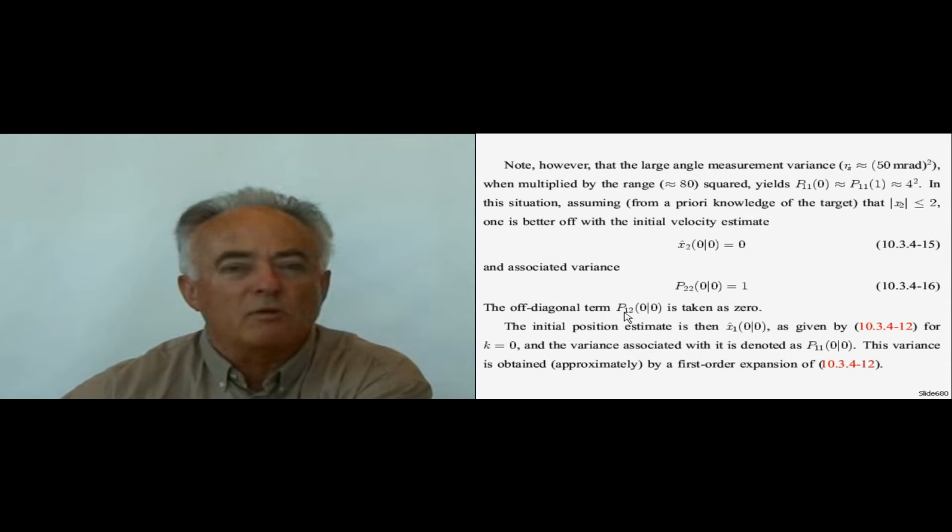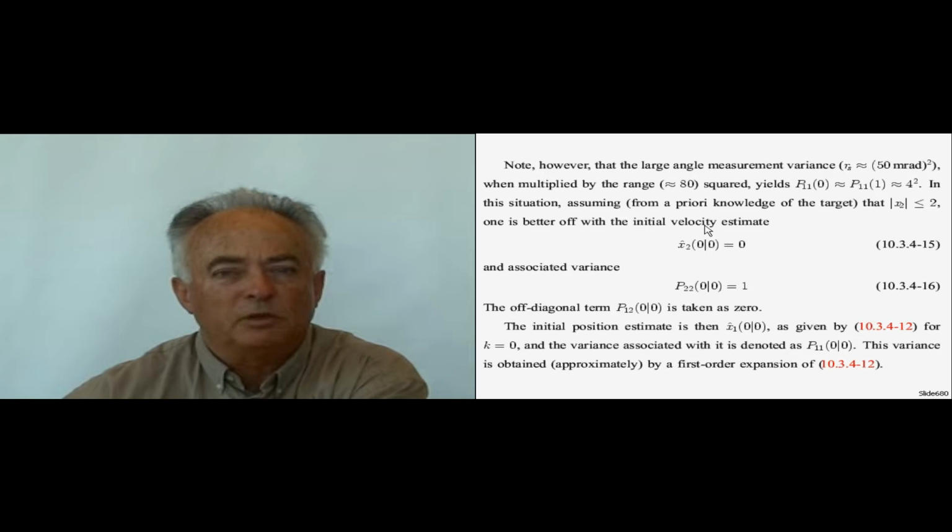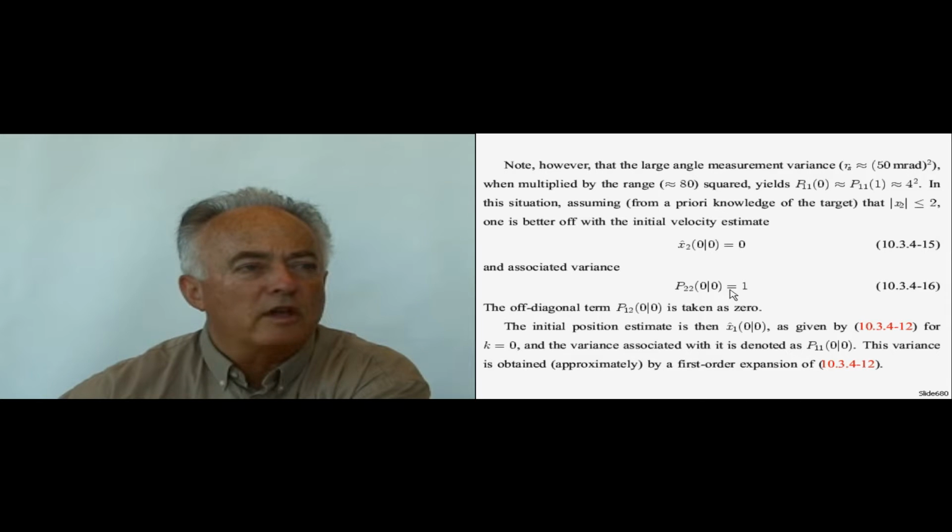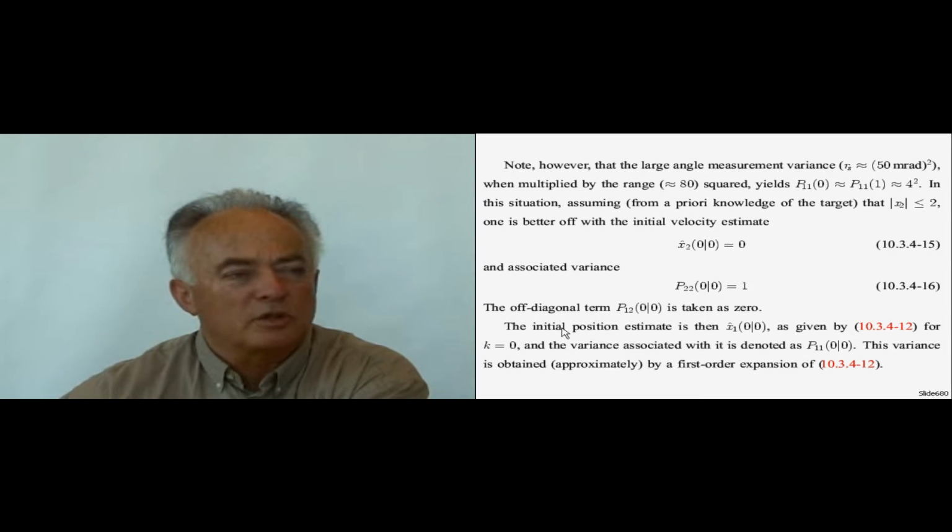Having observed that the variance obtained from the two-point differencing is very large, much larger than what we could reasonably assume as an a priori variance, around 1, which covers our initial velocity, what we have is a better initial estimate using this a priori information. Then we use the initial position estimate as x hat 1, 0, 0, and the variance 1 for the velocity and initial velocity estimate 0.